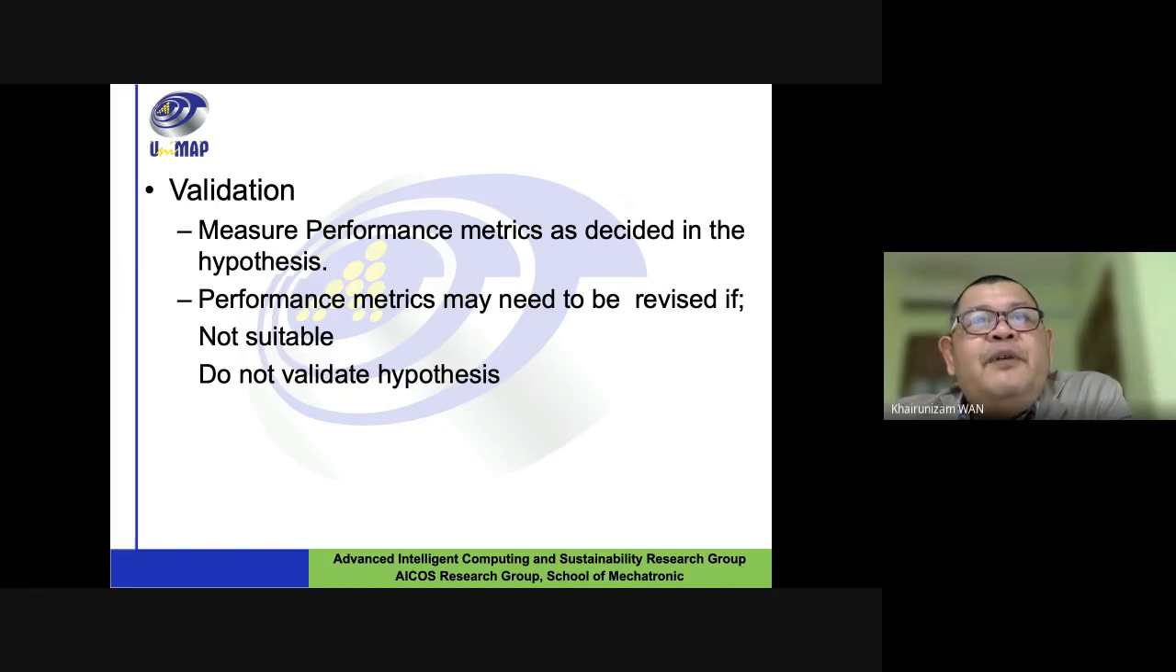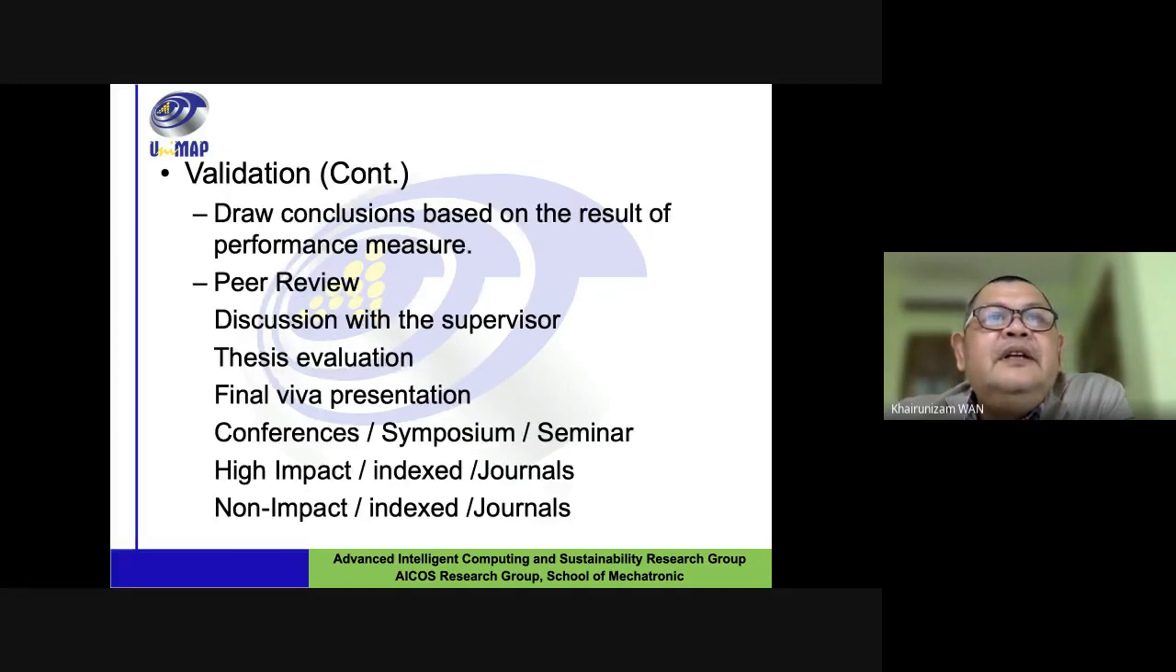A performance metric may need to be revised if the metric as proposed in the hypothesis is not suitable and does not validate the hypothesis. It needs to be revised. So draw the conclusion based on the result of the performance measure. You have to draw the conclusion.